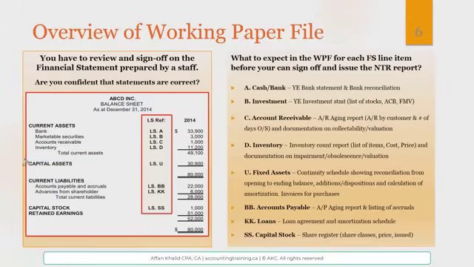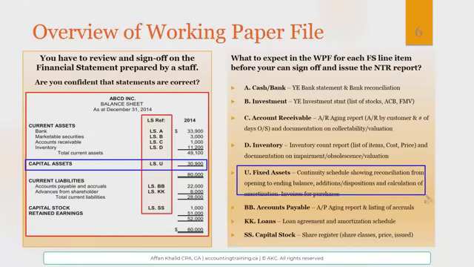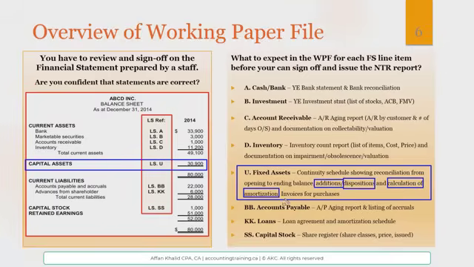To support the asset balance of $30,900, you would expect to see in section U of the working paper file at least the continuity schedule showing reconciliation from opening to ending balance of the fixed asset. You want to see any additions, dispositions, and calculation of amortization expense. You also want to see the copy of invoices for any significant assets purchased in the year.